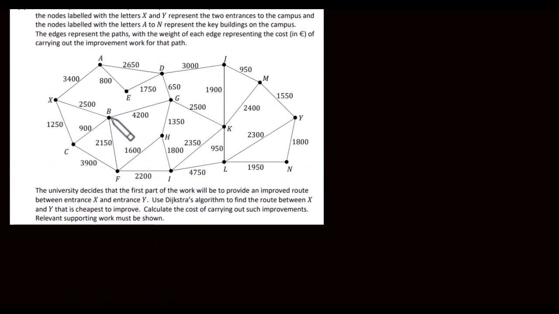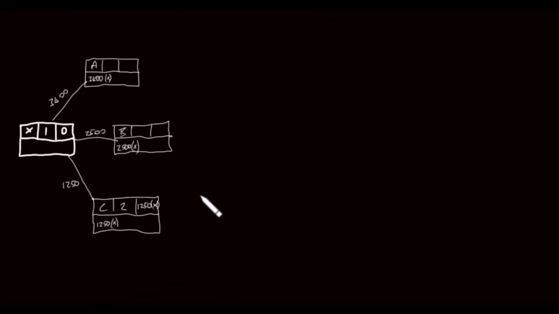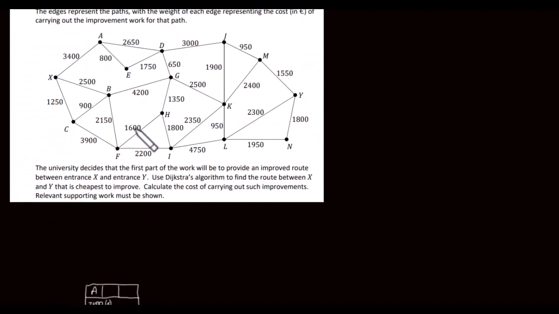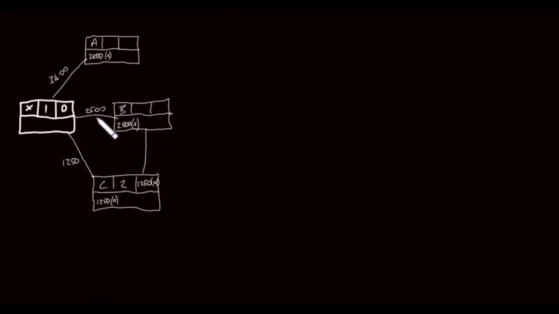So C is going to lead to B and F. So I'm going to draw those in. We already have B, so let's just connect those up. So from C to B is 900. So let me just put that in here, 900. And if you add the 1,250 plus the 900, that gives 2,150. That's lower than this value here, so I'm going to put it in. So that's 2,150, and that's come from C.